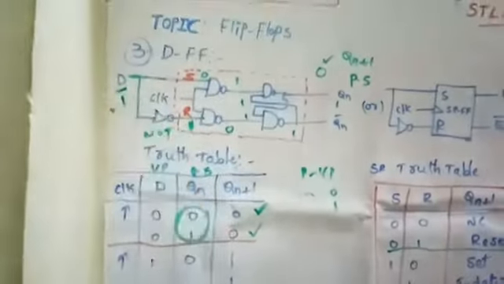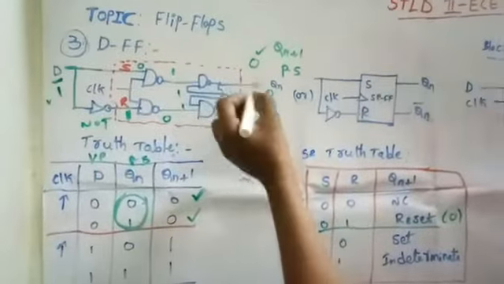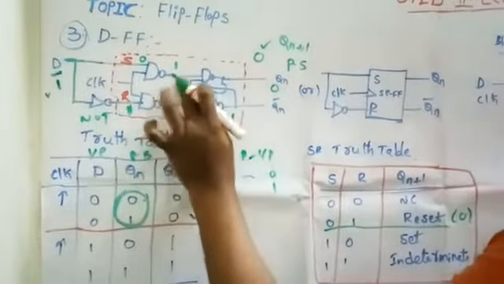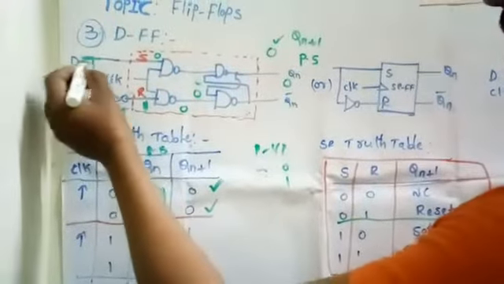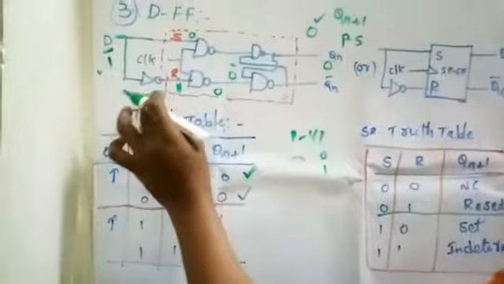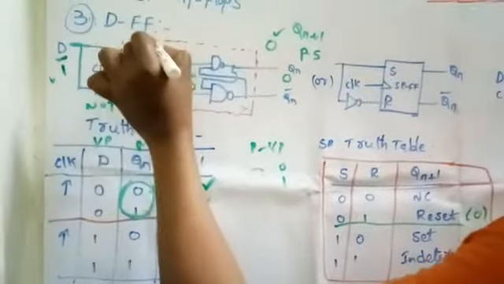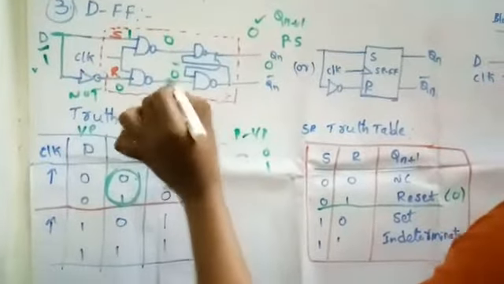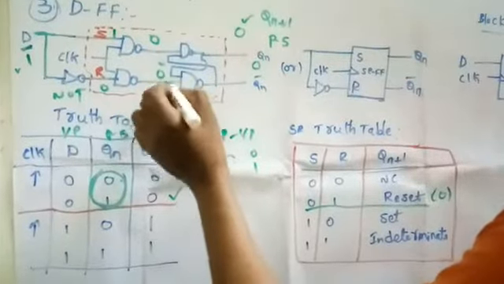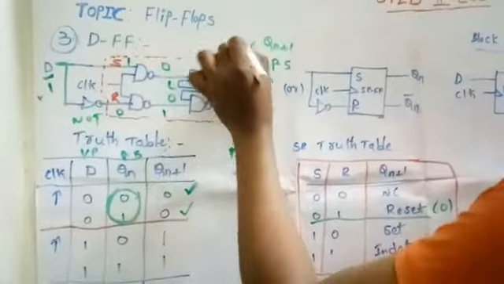For example, D is equal to 1, and let us assume Qn is equal to 0. Qn is 0 comes here. Again, S is D, which is 1, so S is 1 here. So 1 bar 0 and 0 bar 1. 0 into 1 is 0, and 0 bar 1 will give 1 here, 1 into 0 is 0. The next state will be 1.